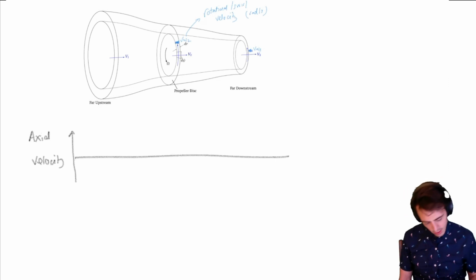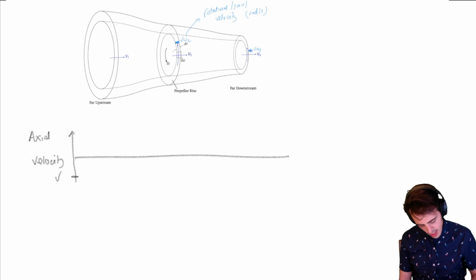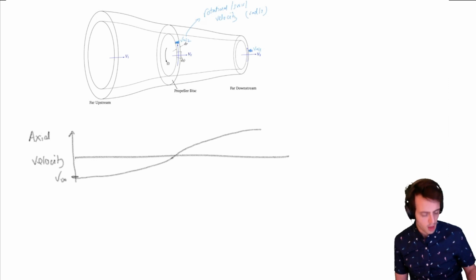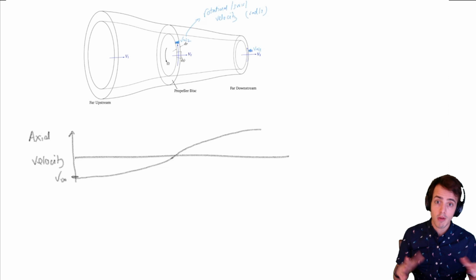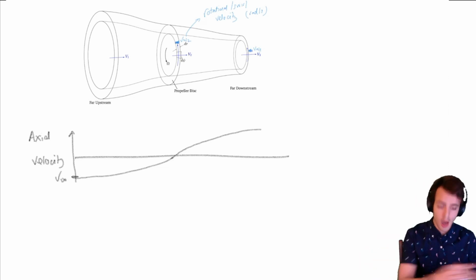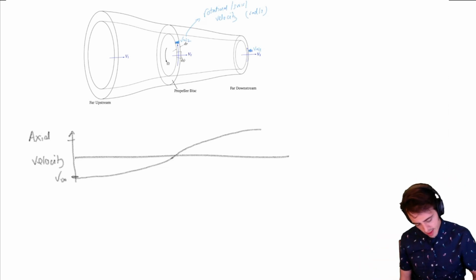So if we were to look at our axial velocity, it starts out at the free stream value and it is accelerating until we hit the disk, and we then hit some far value. So it's accelerating before the disk and accelerating after the disk. So we've got V infinity, V3 and V2.